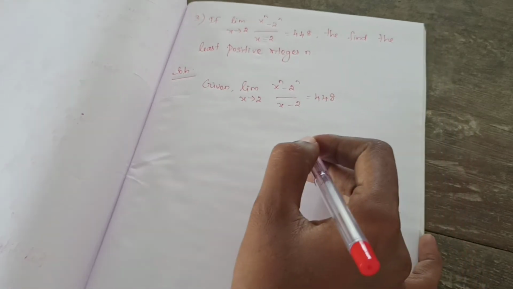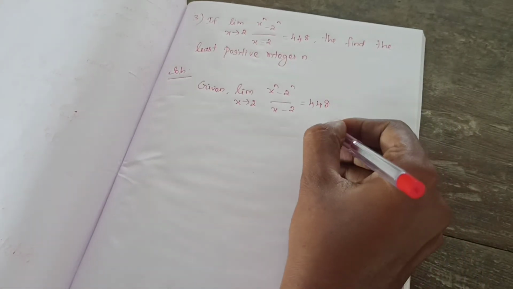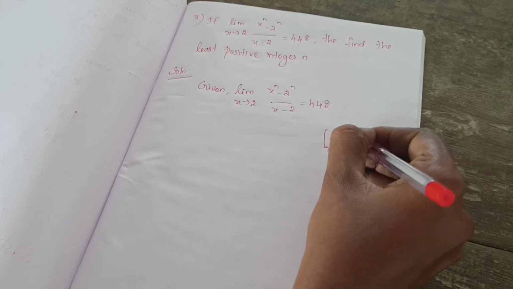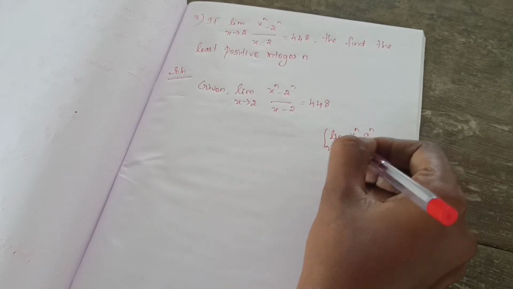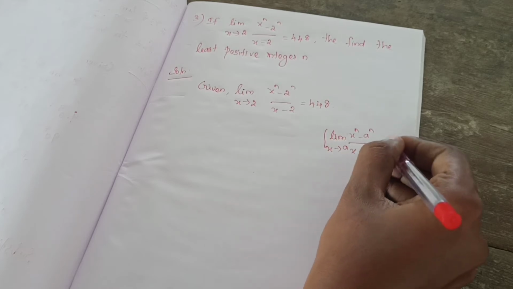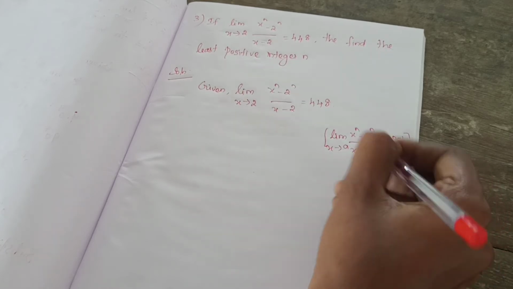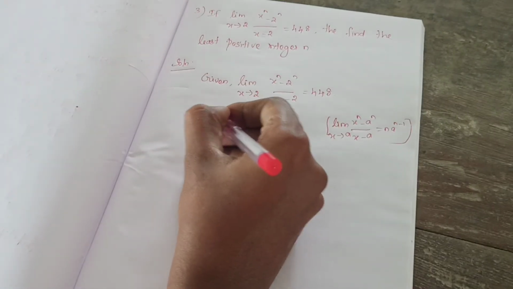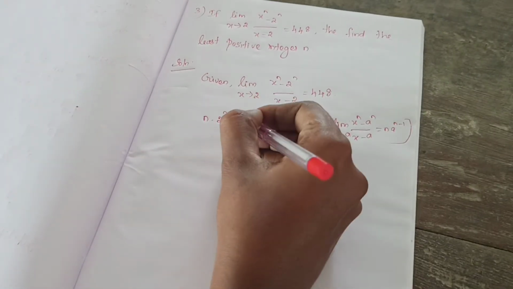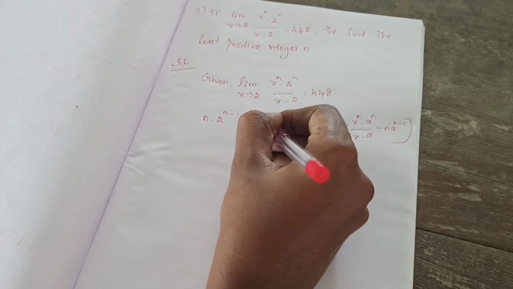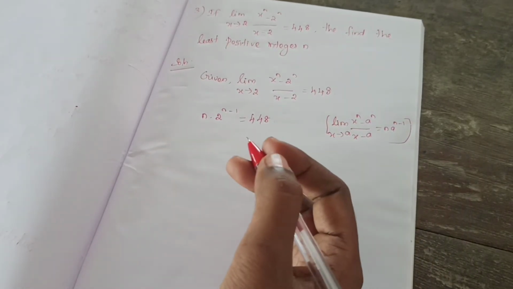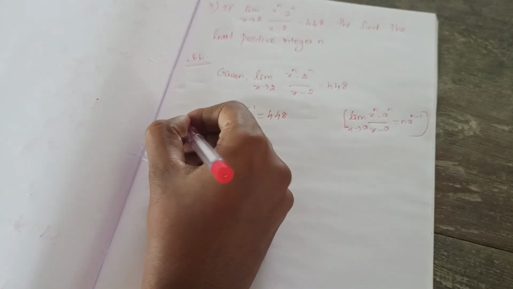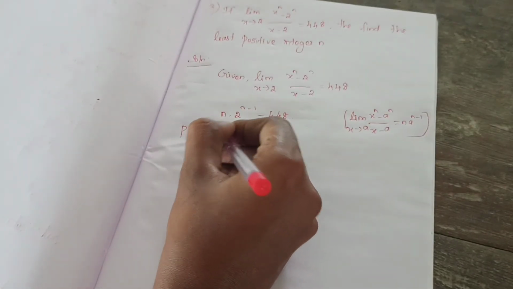Okay, so we can use the same formula like the last problem we have completed, that is limit x tends to a, x power n minus a power n divided by x minus a is equal to n a power n minus 1. We can use the same here. So what will happen on this side? n into 2 power n minus 1 is equal to 448. Okay, so here n value we don't know, so we can find n by trying some certain values. So first you can substitute, put n equal to 1. What will happen?